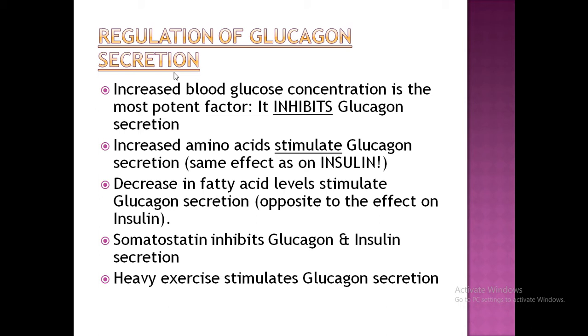As far as the regulation of glucagon is concerned, increased blood glucose concentration inhibits glucagon secretion. Increased amino acids stimulate glucagon. A decrease in fatty acid level stimulates glucagon. Somatostatin inhibits glucagon and insulin secretion, and heavy exercise also stimulates glucagon secretion.